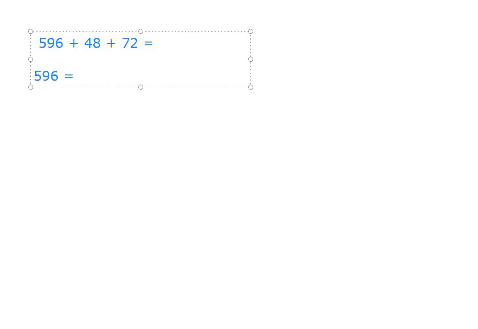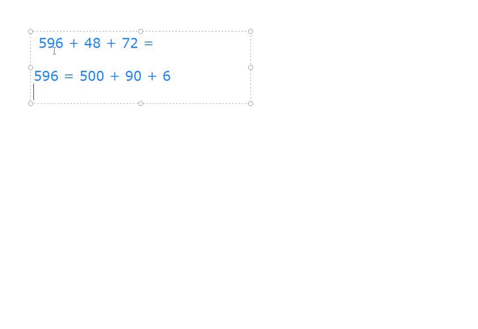For example, 596 plus 48 plus 72. How are we going to solve this using the expanded column method? The first number, 596, is a 3-digit number. Now, I will write 596 in expanded form. That will be 500 plus 90 plus 6.